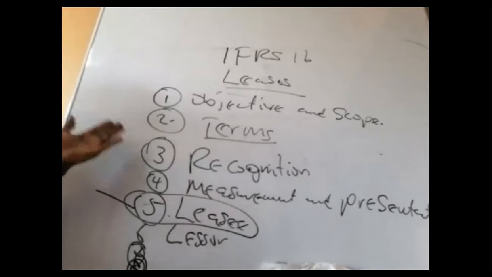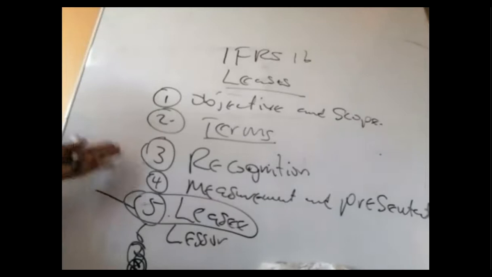So the objective of this standard is to give us what? The principle for recognition, measurement, presentation, and disclosure of what? Leases. Now, to ensure that the lessee and then the lessors, meaning buyers and sellers, the owners of these assets, provide relevant information in a manner that faithfully represents those transactions. So this is one of the substance over form transactions.